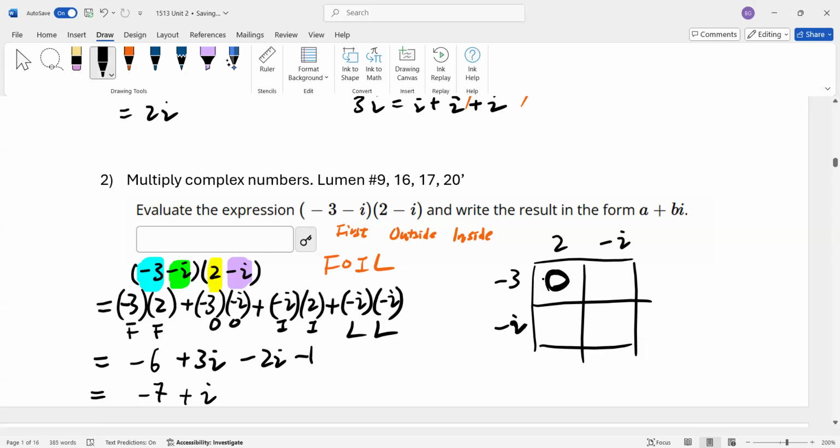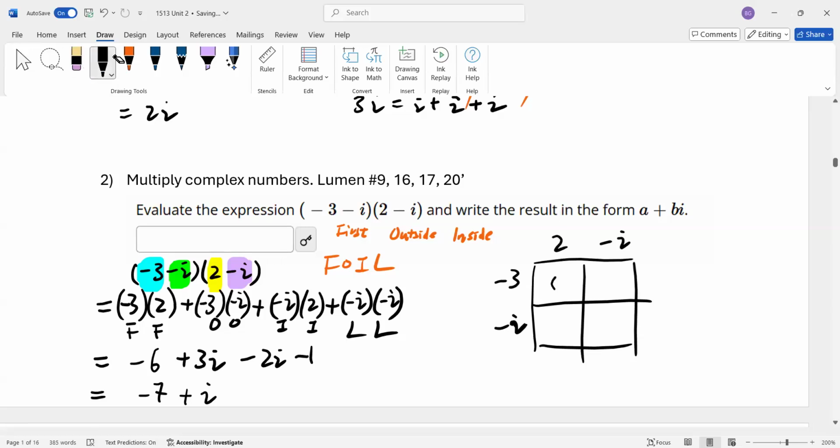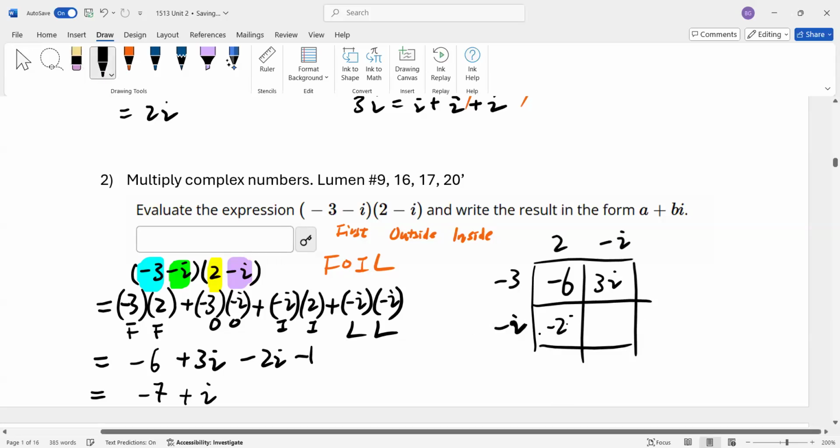3 times 2, so this here is the multiplication of 3 and 2, because this spot is the intersection of 3 and 2. So we multiply 3 by 2, 6. And this spot is 3 and -i, right? So you figure out what is 3 times -i. Negative times positive is negative, so -3i. And this spot is row 2, column 1, right? So we multiply 2 and -i together. 2 times -i, we have -2i.